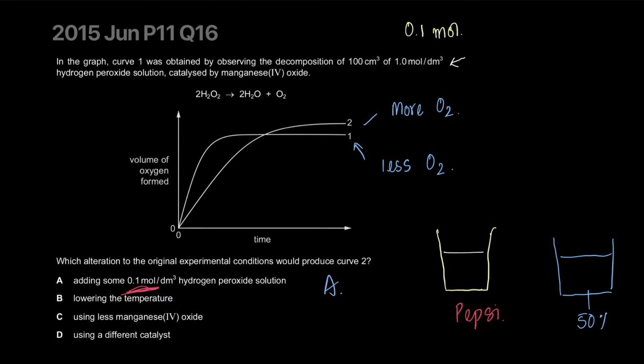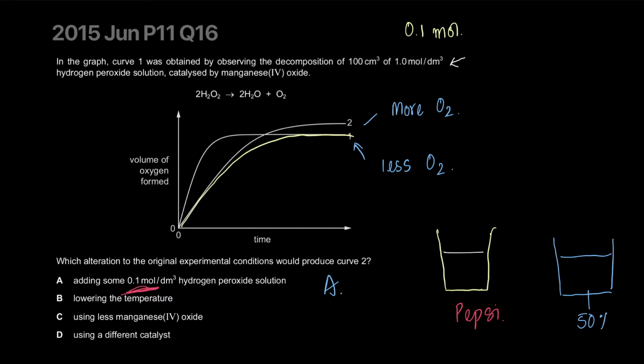Let's go over the other choices real quick. Lowering the temperature will make the graph this, but it won't change the height. So it would look something like this, a more accurate B graph. It won't change the height where it's finishing off, right?